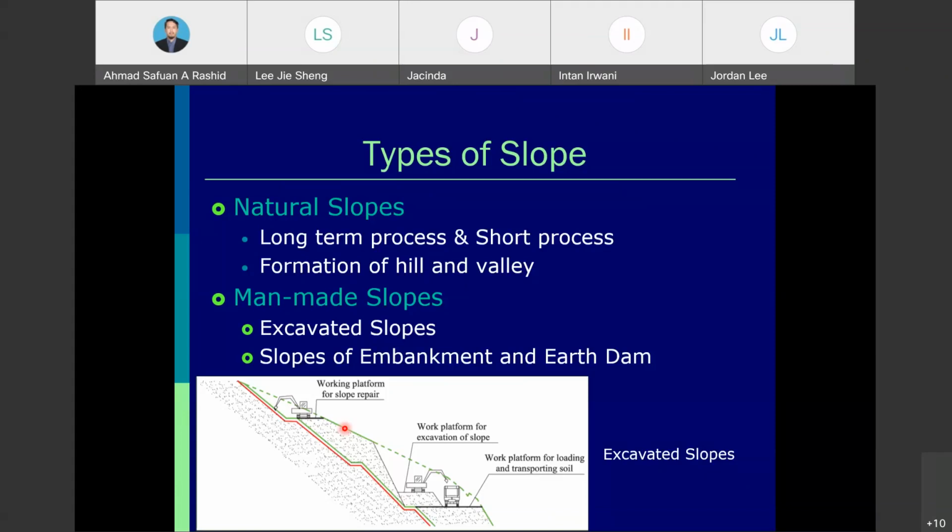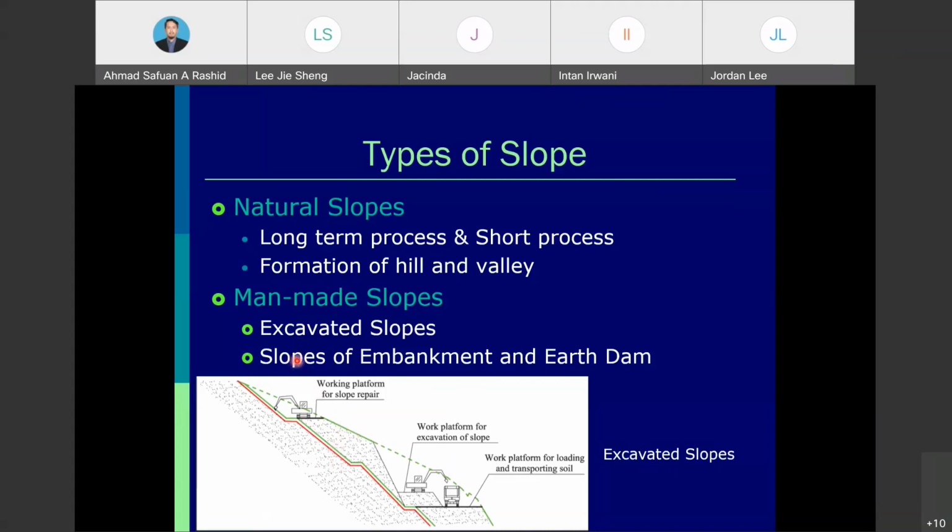While for the man-made slope, we excavate the natural slope due to development. For example, in this figure, this is the existing slope, the green dash line. Then they excavate it, for example, to make a highway or a road. Then we consider it a man-made slope, which is the excavated slope. So we have disturbed the original natural slope due to the need of development.